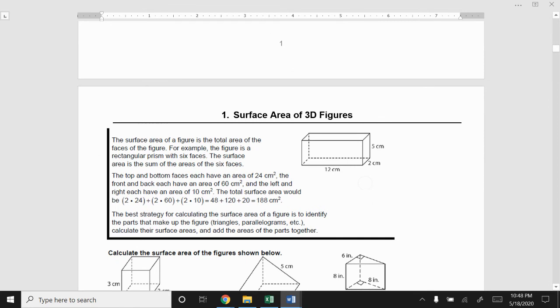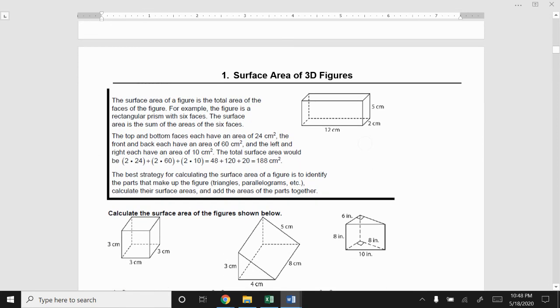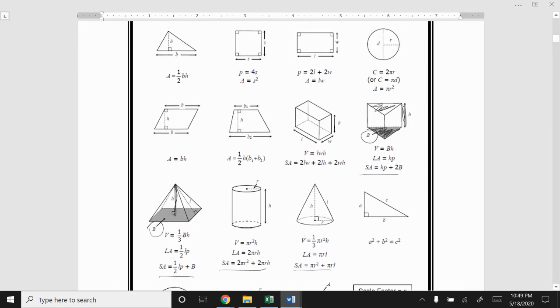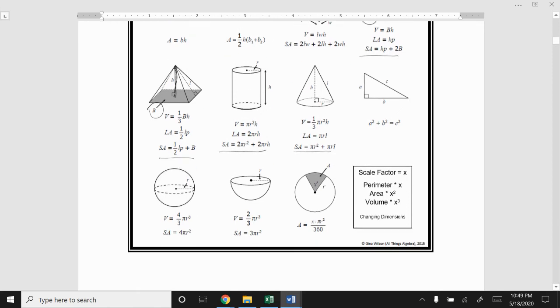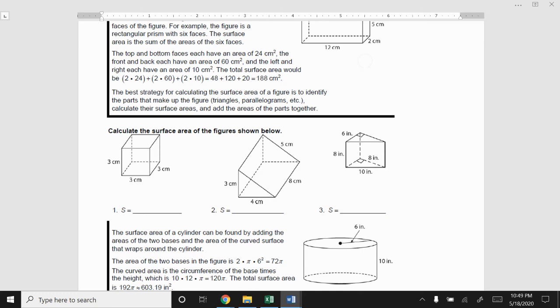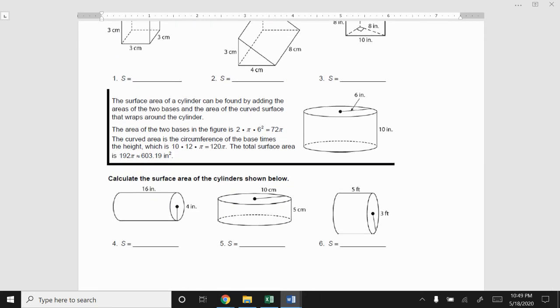So, looking at your first lesson on surface area, for each type of figure, you're given a formula and an explanation for how to solve it. This may or may not be the same as the formulas at the top. This one right here is teaching you to find the area of each side and then add them together. There's also a formula here that simplifies that. So you choose which way would be easier for you. Use the formula in the reference sheet or the formula and explanation here.